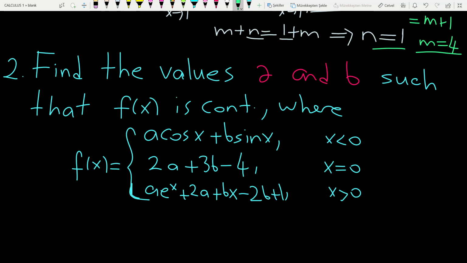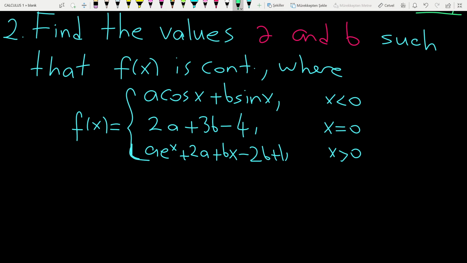Now let's look at the second example. It's similar. So it means you will have a problem like this in the midterm exam, and it's a very famous continuity problem. Find the values of a and b such that the given, again, piecewise function is continuous everywhere. Here the critical point is 0. We know the conditions of continuity. Let's go step by step.